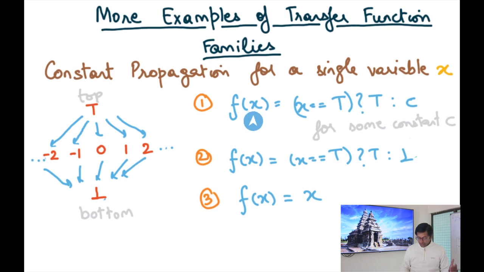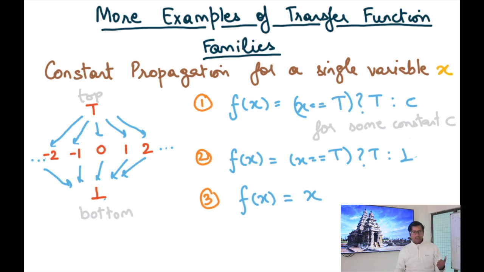The first one says, I'm using this ternary operator, question mark and colon, as it is used in the C language, for example: if x equals top, then top, otherwise c. Another transfer function was if x equals top, then top, otherwise bottom. And the third transfer function was the identity function, which is f(x) equals x, which applies if we are not writing to x at all.